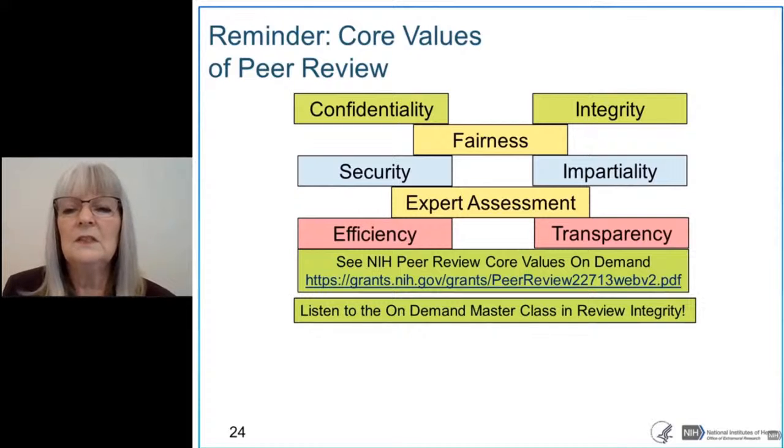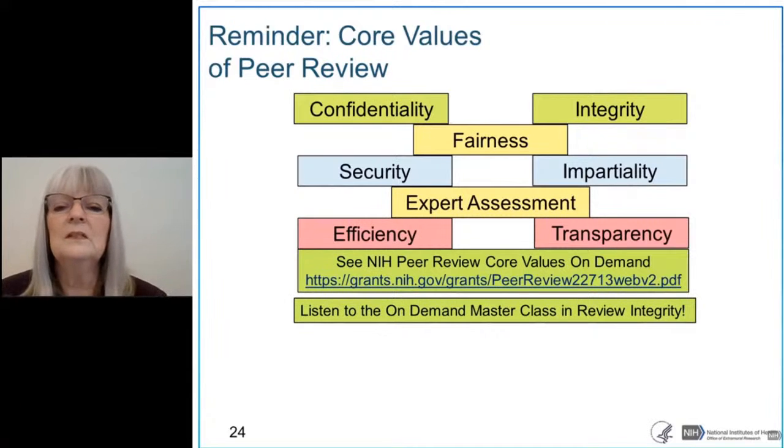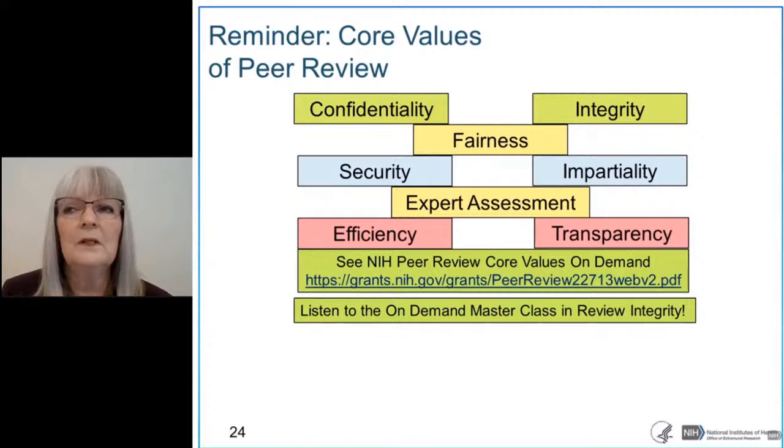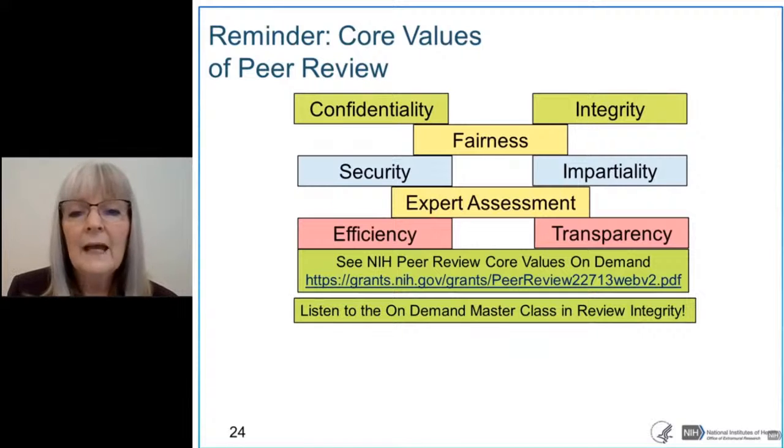And transparency. Remember that I told you all of the review criteria are announced in the funding opportunity announcement, so you know how your application will be assessed. Note here that transparency is catty-cornered from confidentiality. So that's another tension in the system. We are glad to explain the process, and the process is transparent, but we cannot tell you what goes on in the actual review meeting of a particular application.